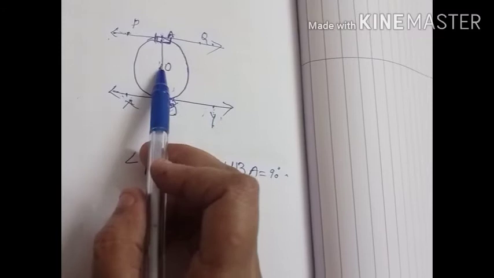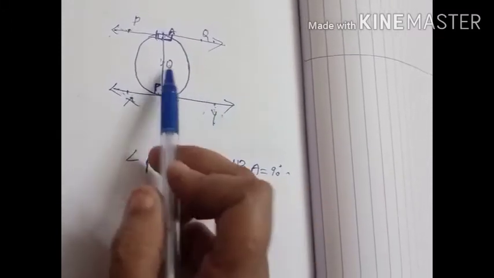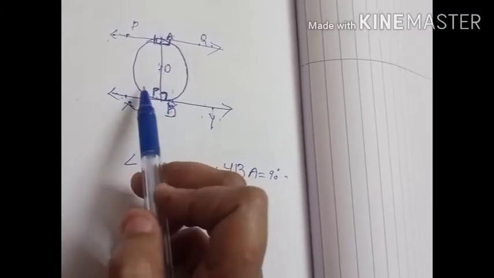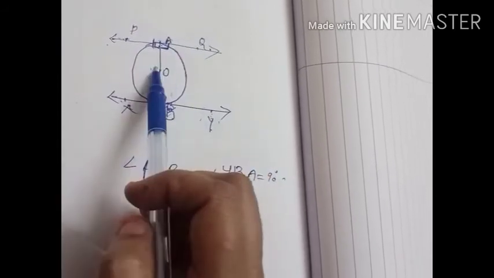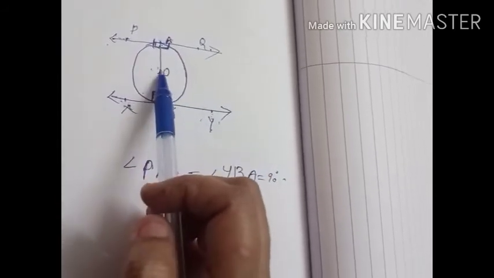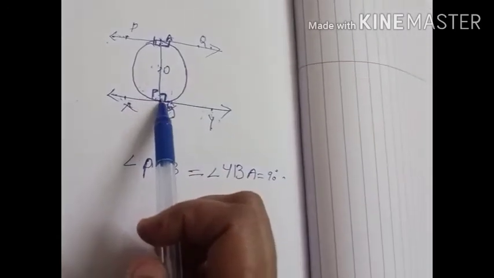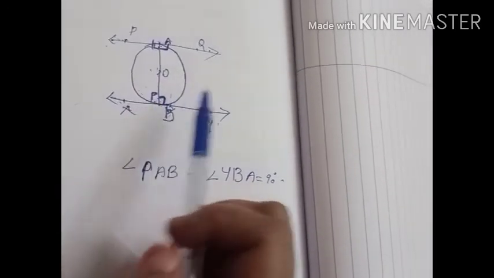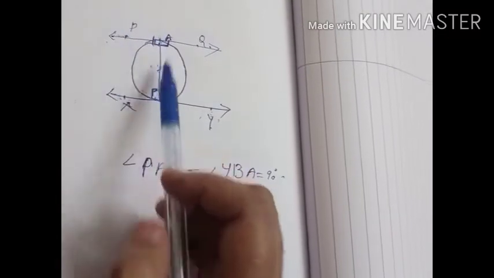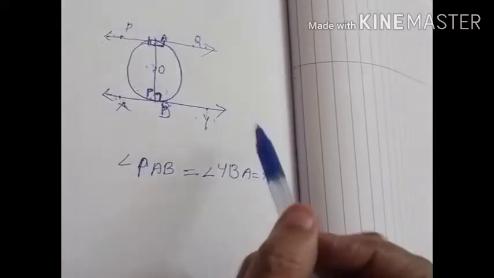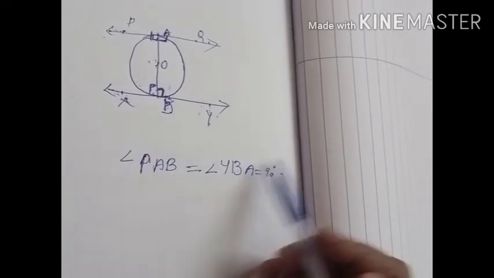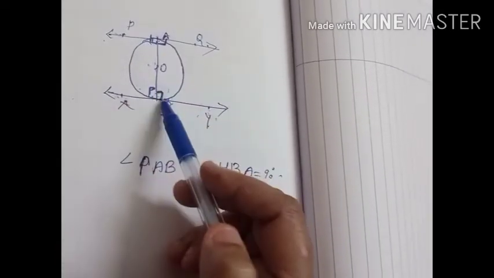Here we already know that up to O, YBO and XBO are 90 degrees, and PAO and QAO are 90 degrees. So when we extend this to B, this angle has no change. So PAB and YBA are both 90 degrees, so they are equal. Anyway, here I consider these two.